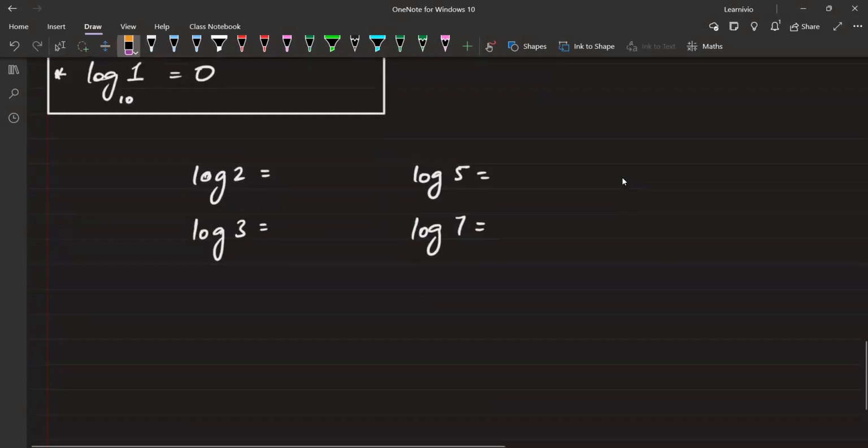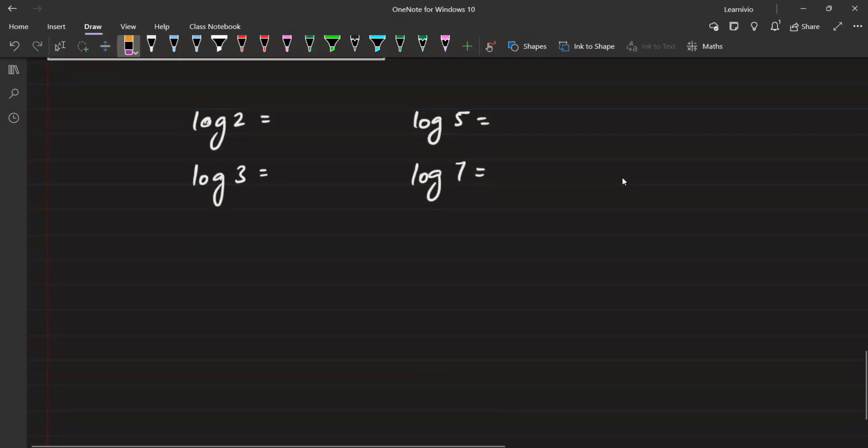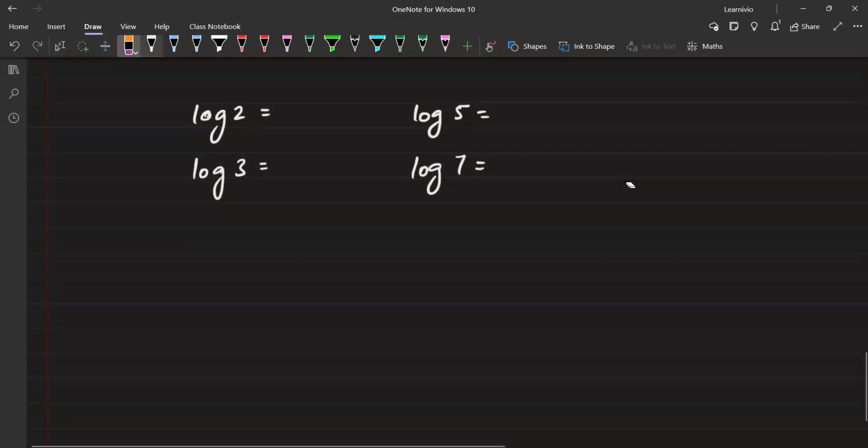If I get any other number, for example log 15, log 15 can be written as log 5 into 3, and log 5 into 3 can be written as log 5 plus log 3. So we only need log 3 and log 5. Make sense? Yes, sir. Very good. Very easy, very easy, very easy.